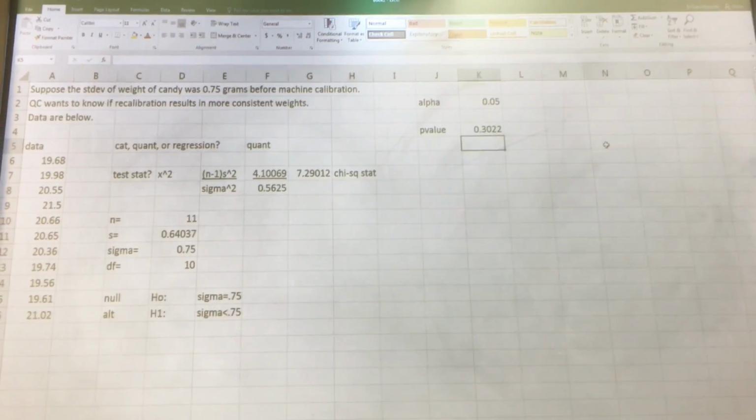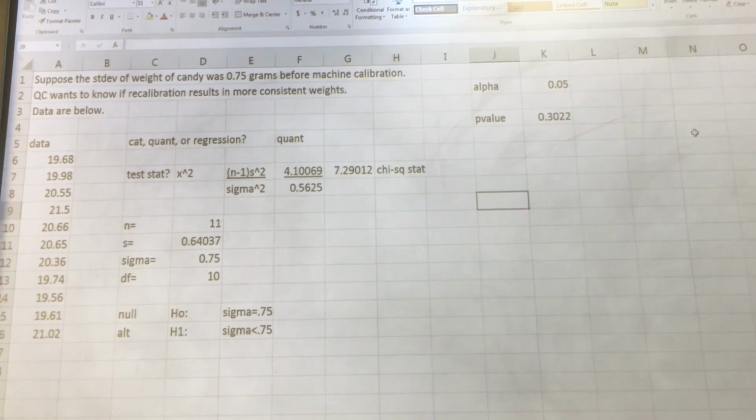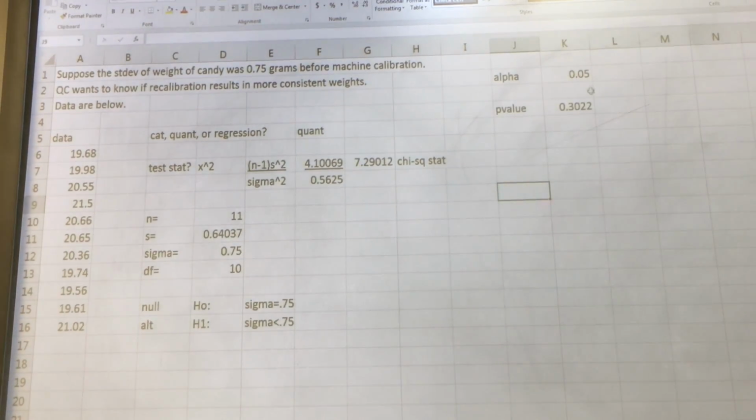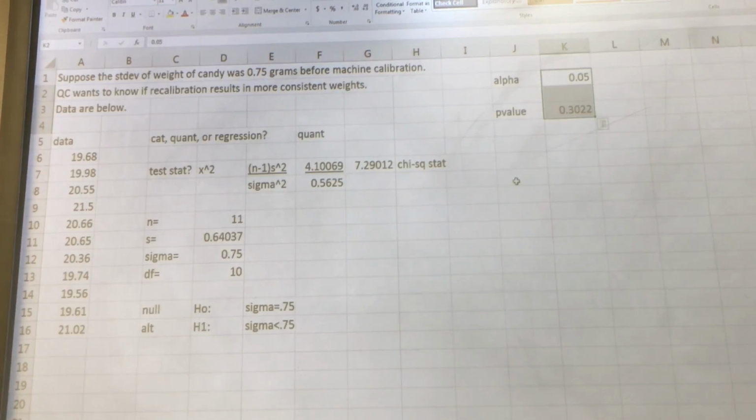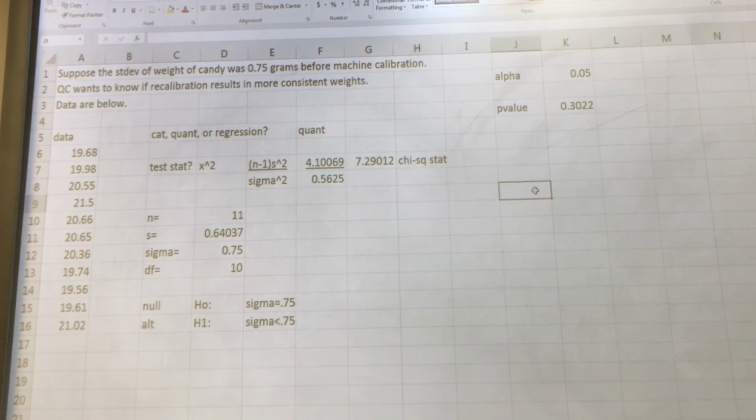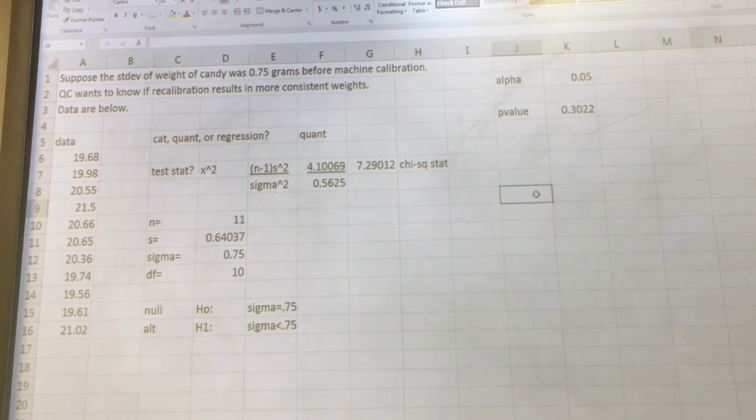Now I'm going to show you how to do this a bunch of different ways. Let's just continue on with this. What's the next step? We're going to compare the p-value with my alpha. When I compare those, reject or do not reject? Vote? Who says reject? Nobody? Who says do not reject? Okay, majority wins. Do not reject.